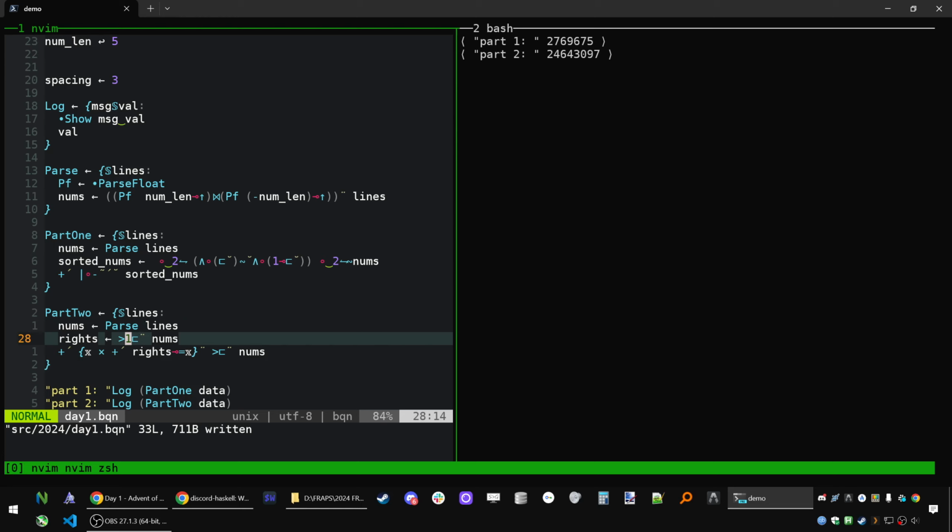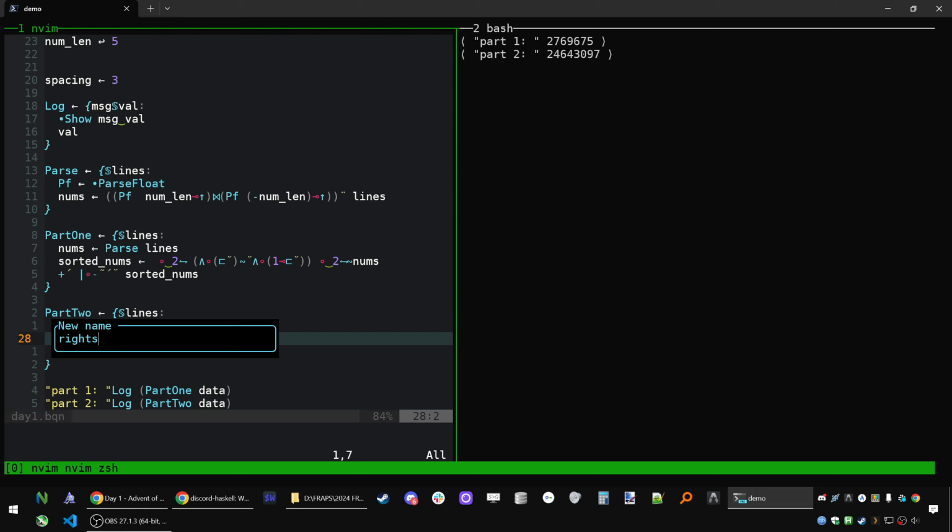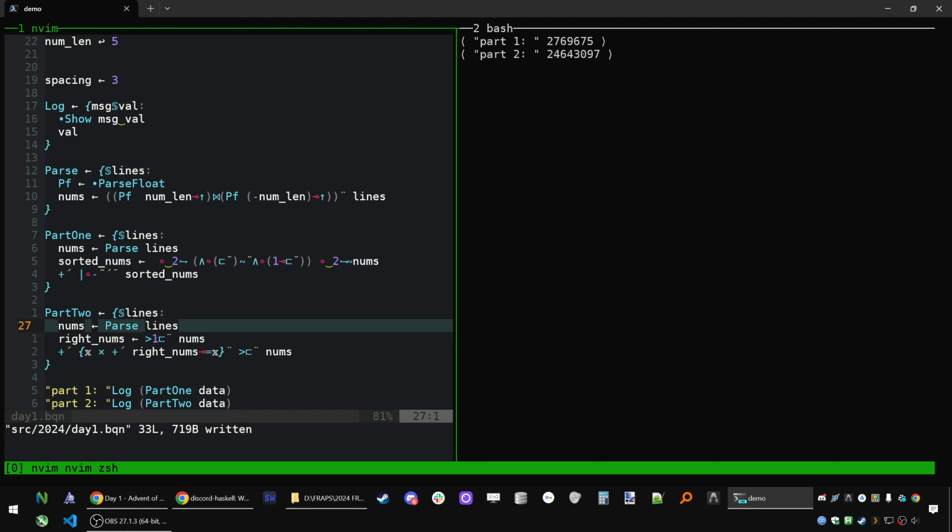Can I rename this now? Ooh, very cool. Thanks, LSP. Well, that's it. I think I'll leave it at this, which is, I guess, if you want to be strict about it, 16 lines.